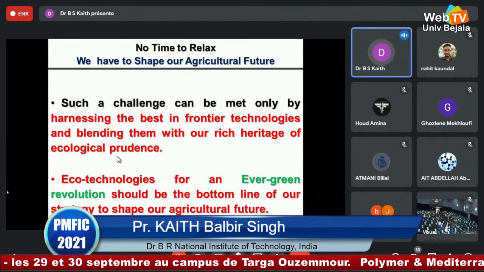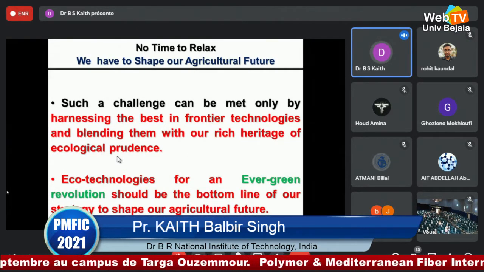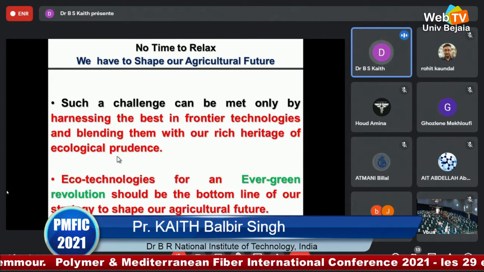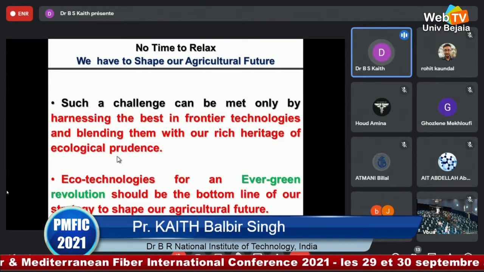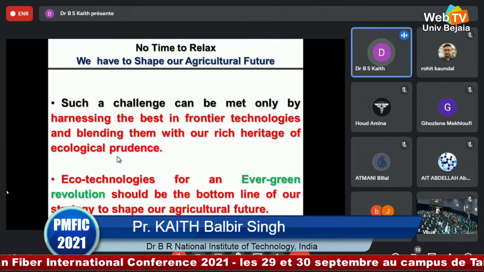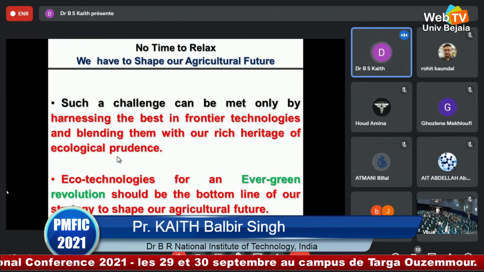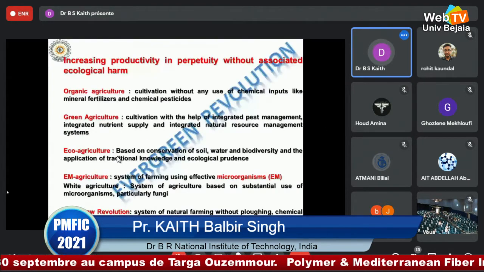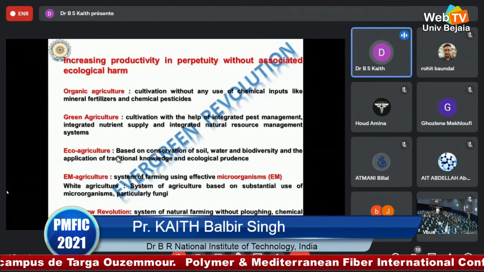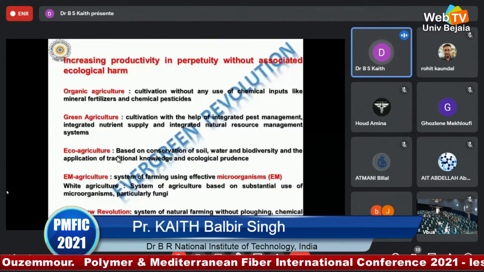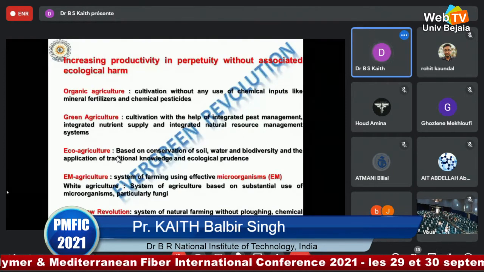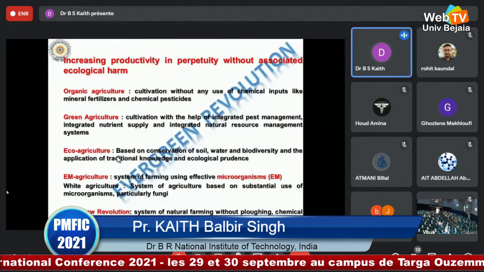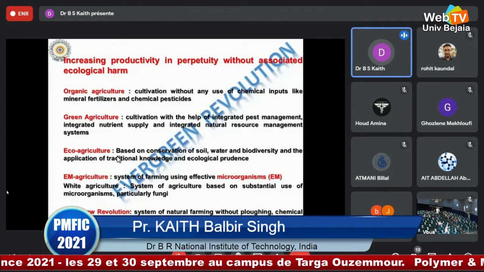Such a challenge can be met only by harnessing the best in frontier technologies and blending them with our rich heritage of ecological prudence. Eco-technologies for an evergreen revolution should be the bottom line of our strategy to shape our agriculture future. So, this is the age of the evergreen revolution. We have to increase the productivity in the agriculture sector, in the horticulture sector, and in other sectors, without compromising the ecological system of our country.